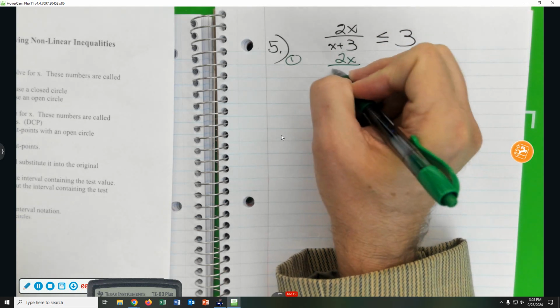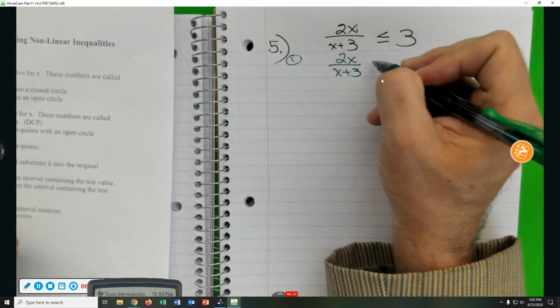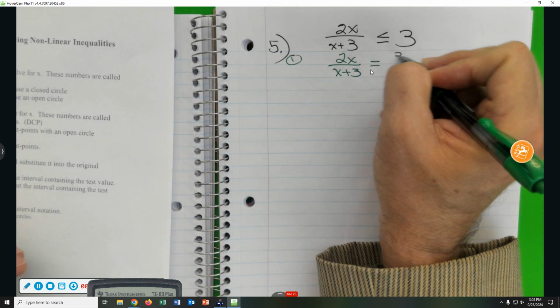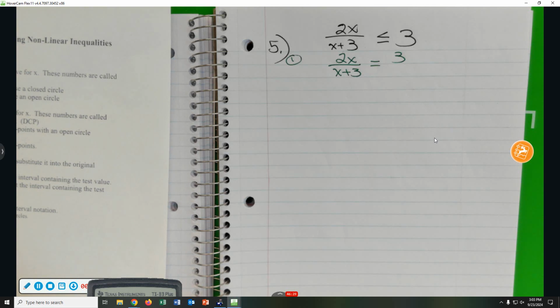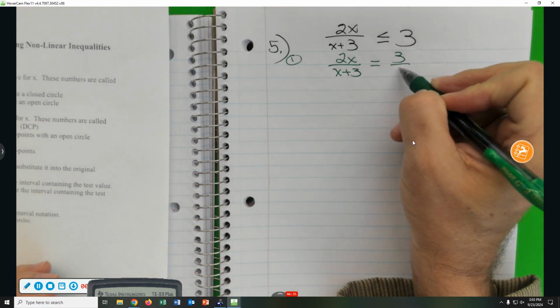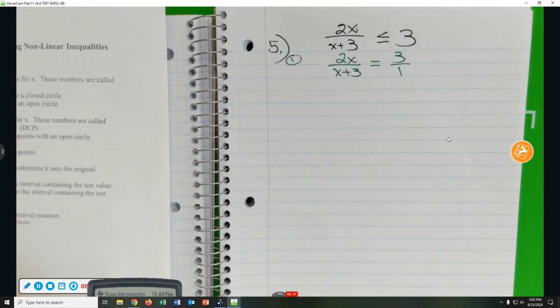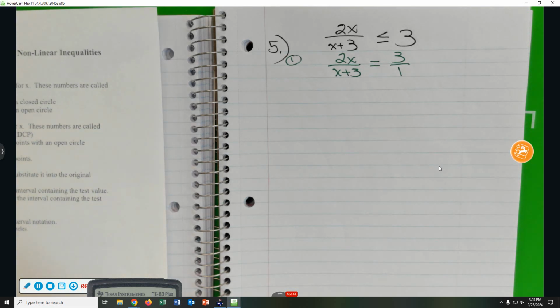2x over x plus 3. We replace that less than or equal to with just an equal to. There's the equation we need to solve. What do you think I'm going to do to solve this equation? I'll give you a hint. Look at what I'm doing there. Cross multiply. That's right, I'm going to cross multiply.